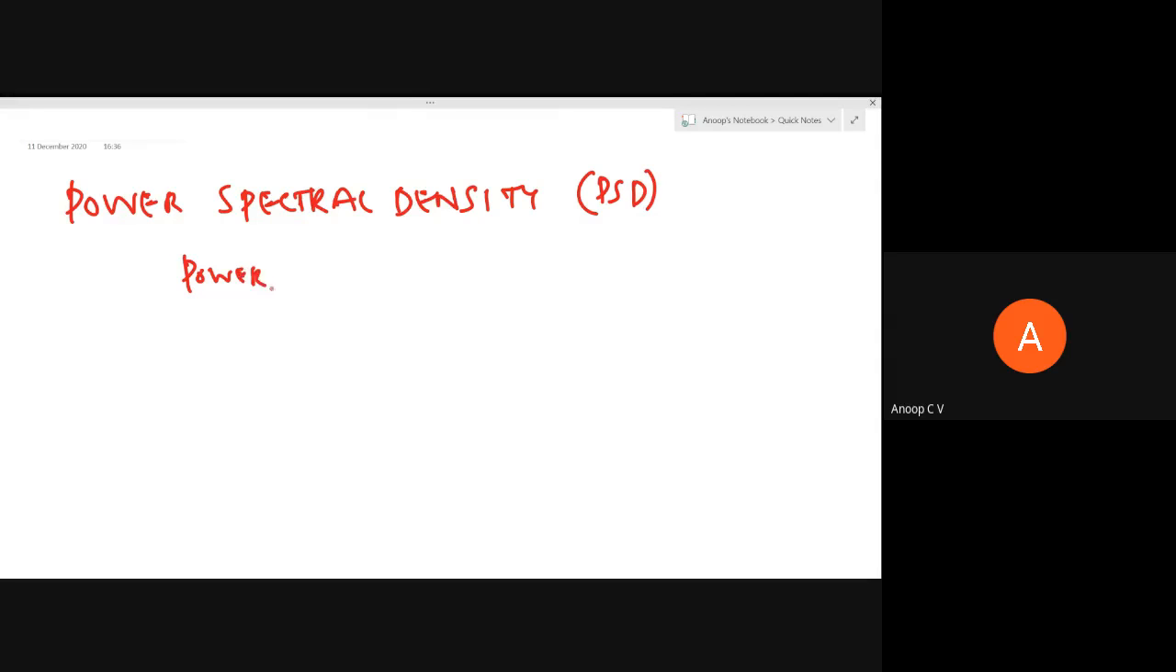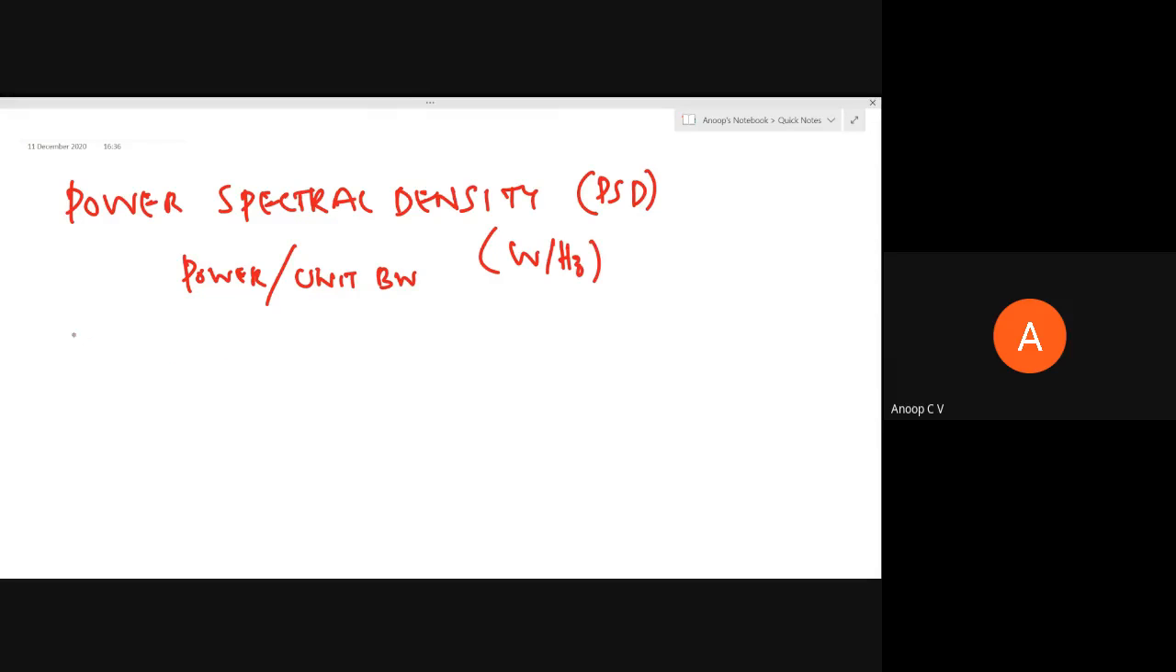The next very important part is power spectral density, which we'll write as PSD. It is nothing but power per unit bandwidth. So its unit is watts per hertz. Power spectral density is power per unit bandwidth, and its unit is watts per hertz.